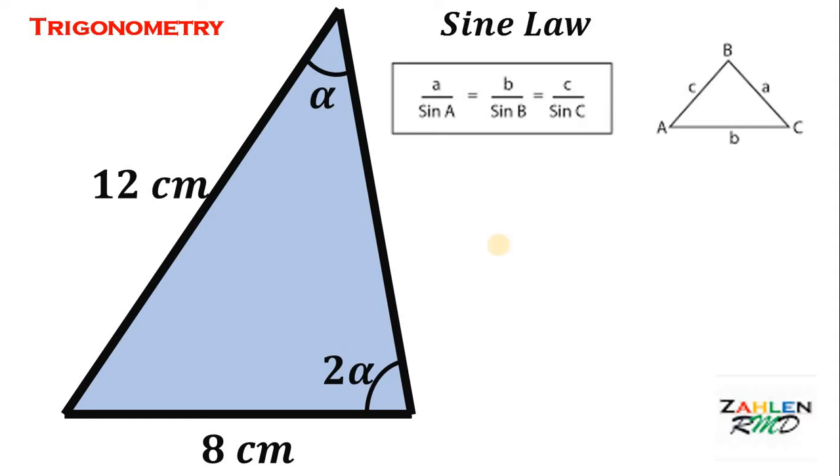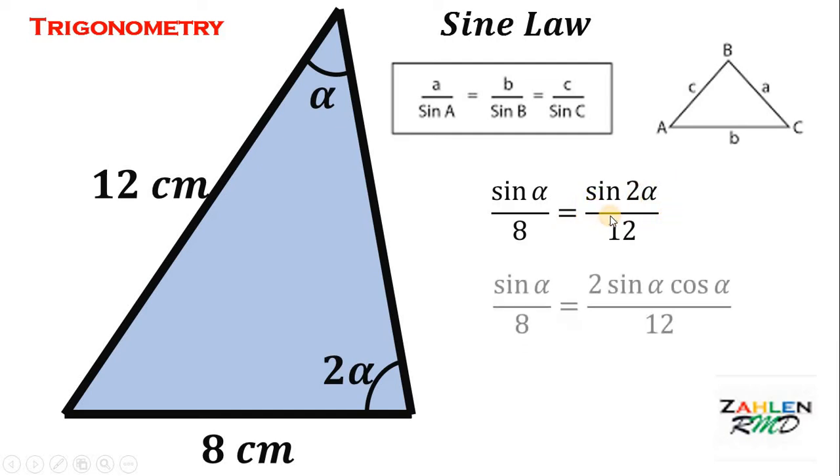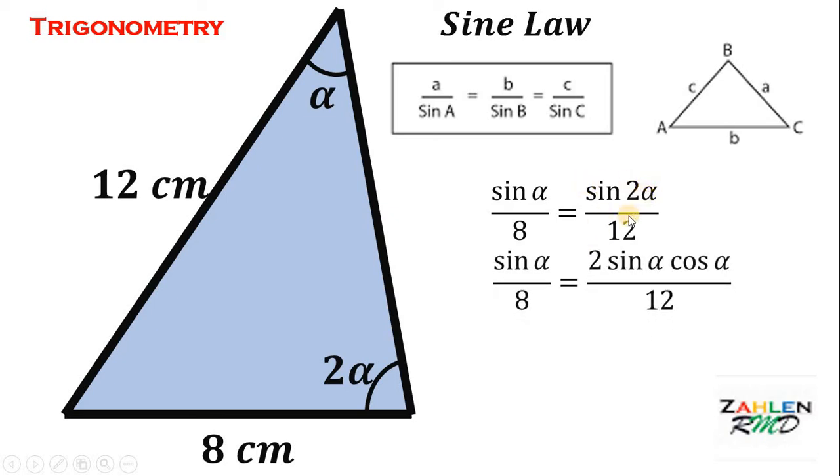Take note that we can also use the reciprocals of these terms. So, using sine law on our figure, we can say that sine alpha over 8 must be equal to sine of 2 alpha over 12. Now, using some identities, we know that sine of 2 alpha must be equal to 2 times sine alpha times cosine of alpha. At this point, if we divide both sides by sine alpha, we can cancel out sine alpha. And 2 divided by 12 will give us 1 over 6. Now, multiply both sides by 6, and we get 6 over 8 equals cosine of alpha.